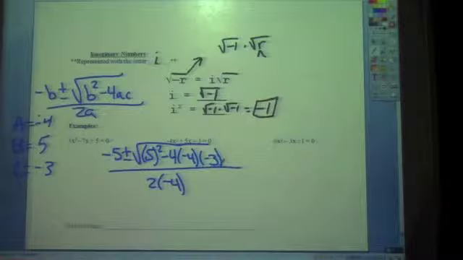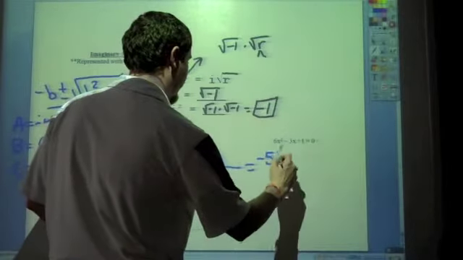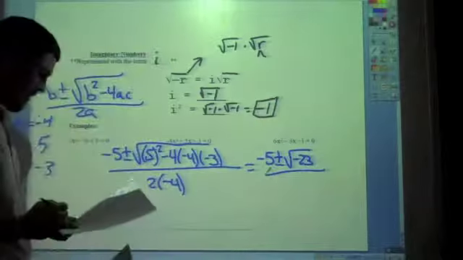So again, we take the discriminant. That's the part underneath the square root. Type it into the calculator. When you do that, you're going to get negative 23. So we have negative 5 plus or minus the square root of negative 23, all divided by negative 8.